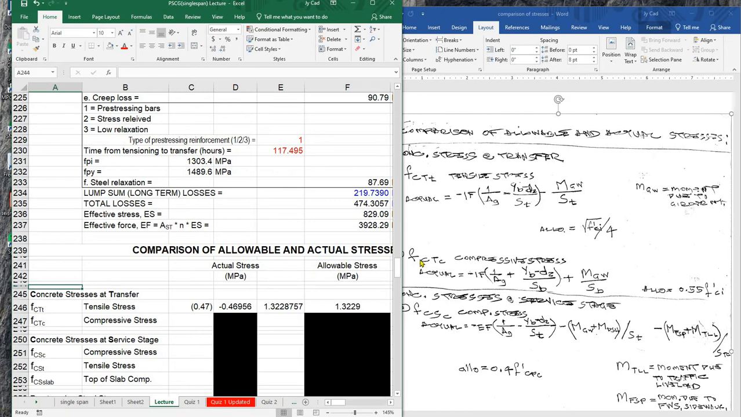Next is dito tayo sa concrete stress at transfer for compressive, FCTC. Ito siya. So, the actual is negative 1F, 1 all over AG plus YB minus D2 all over SB plus MGW all over SB. Notice na parehas lang, halos similar sila dito sa FCTT, di ba? Nagkaiba lang sila dun sa sign. Ito, negative, dito positive, tapos this one is negative, and then here positive, and then yung section modulus, bottom ang gagamitin natin.